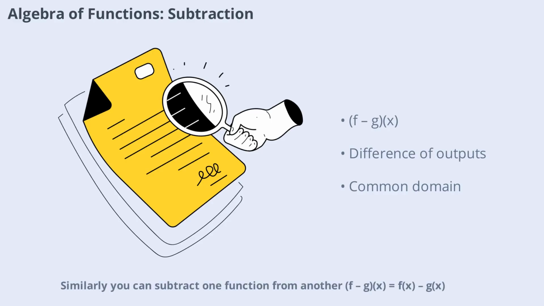Similarly, you can subtract one function from another. (f minus g)(x) equals f(x) minus g(x). This gives a new function representing the difference between the outputs of f and g for each x in their common domain.